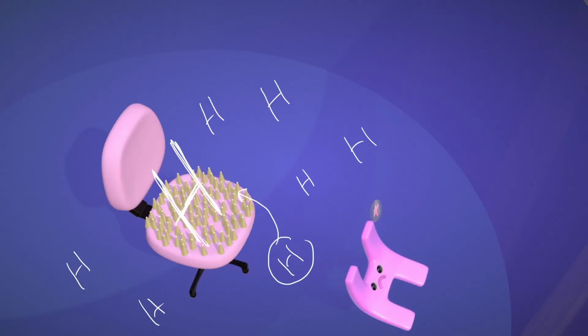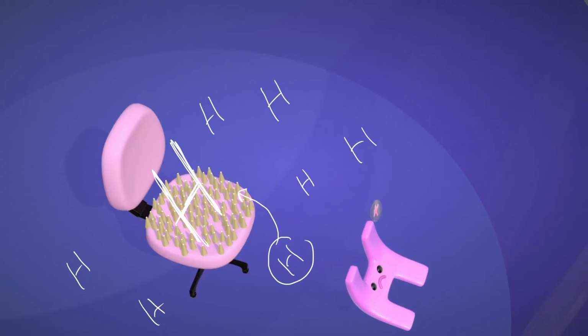So basically, if you look carefully, this chair itself is acting as a base because it is accepting a proton. So what is the definition of base? Base is something which can accept a proton. I mean, this chair is acting as a base because it is accepting a proton.